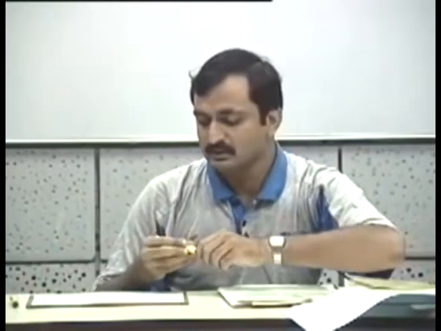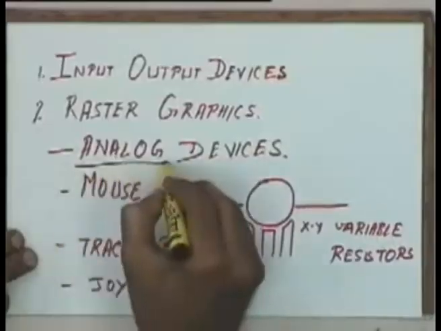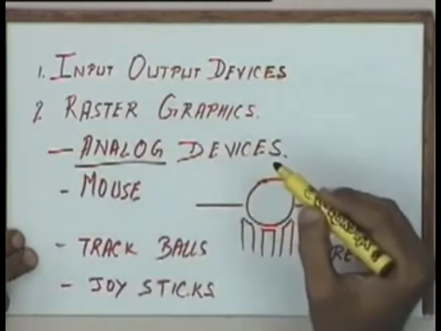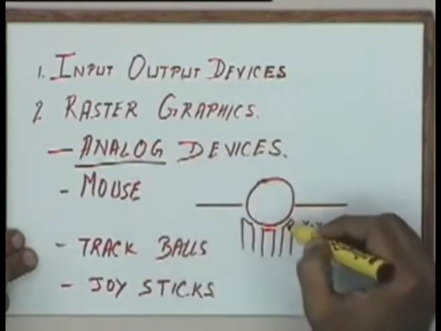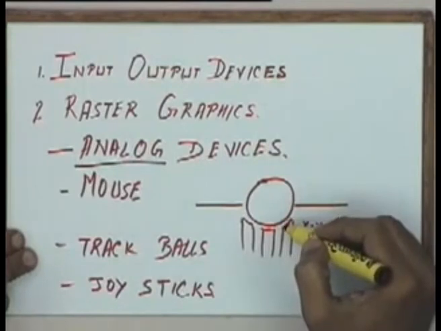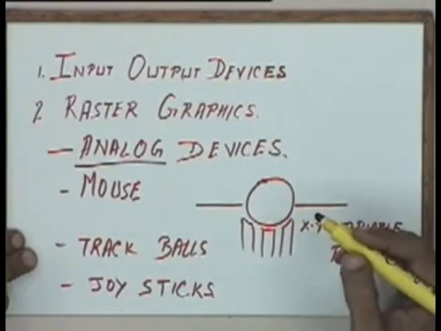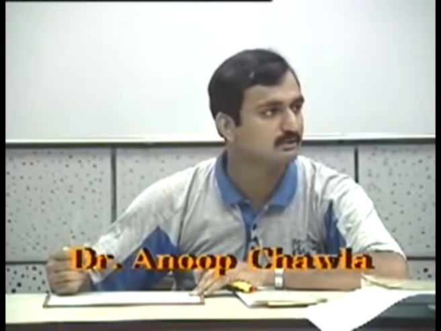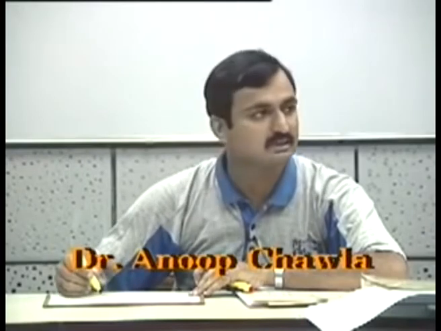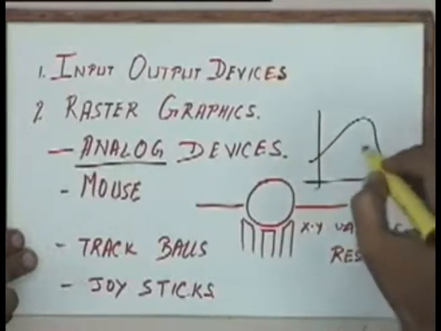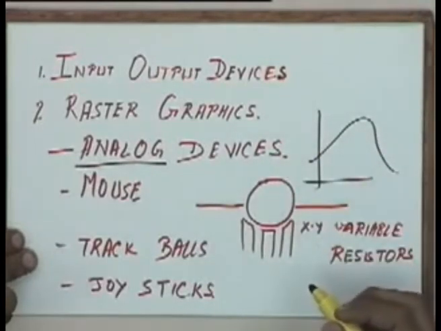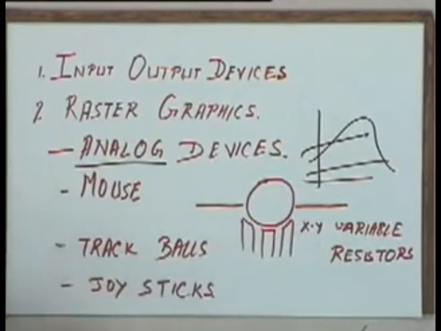All these are analog devices. By analog devices we mean that the cursor location that is output from this device is an analog position. You know the difference between an analog signal and a digital signal. A digital signal will be in discrete, quantized numbers. An analog signal is a continuous signal. The position given by these devices is a continuous position. Position would be a continuous curve like this. So these are all analog devices.